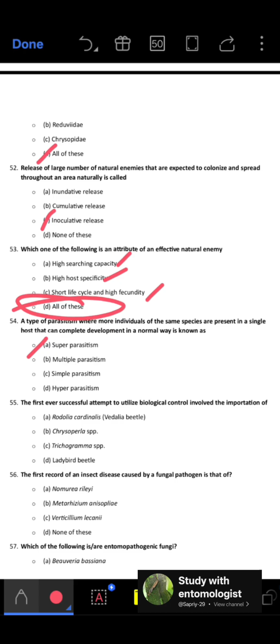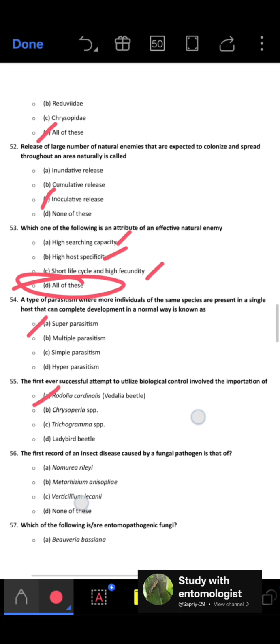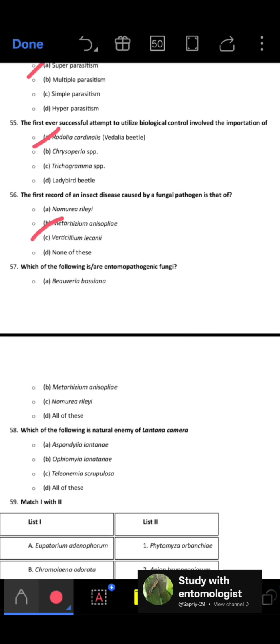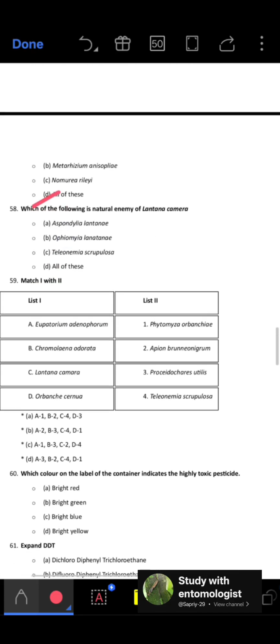Next, the first ever successful attempt to utilize biological control involved the importation of Rodolia cardinalis. Next, the first record of an insect disease caused by a fungal pathogen is that of Metarhizium anisopliae. Next, which of the following is an entomopathogenic fungi? Beauveria bassiana, Metarhizium and Nomuraea rileyi all belong to the entomopathogenic fungi.